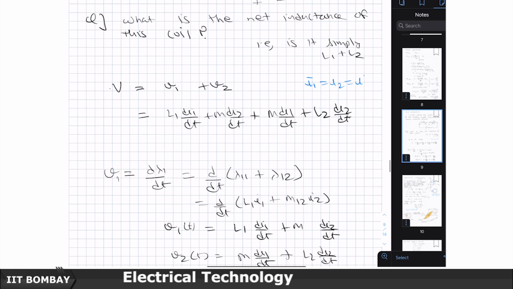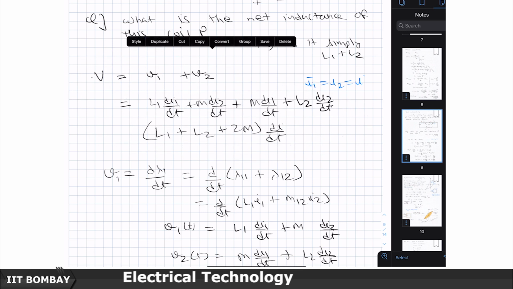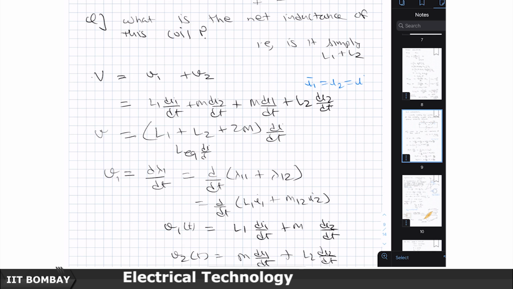Therefore, this becomes equal to L1 plus L2 plus 2M times di by dt, which basically means that if you write this as L equivalent di by dt equals V, then L equivalent is L1 plus L2 plus 2M.